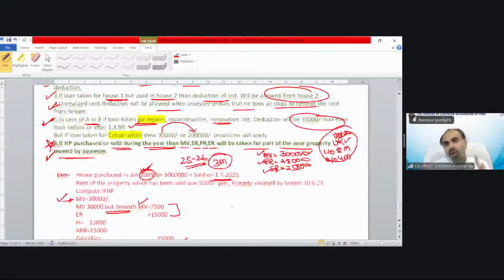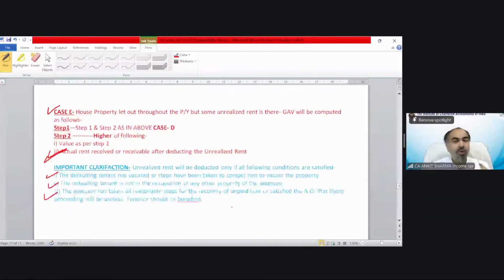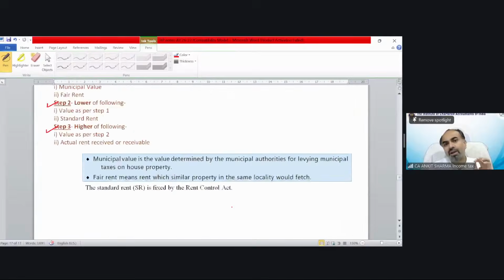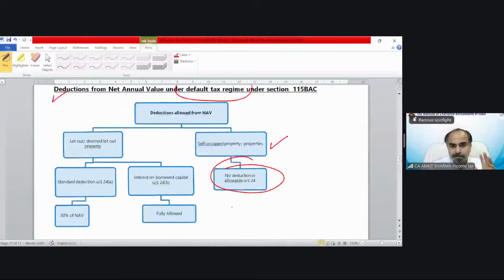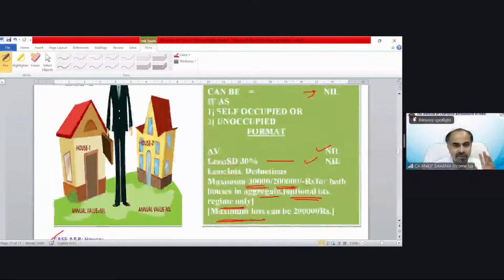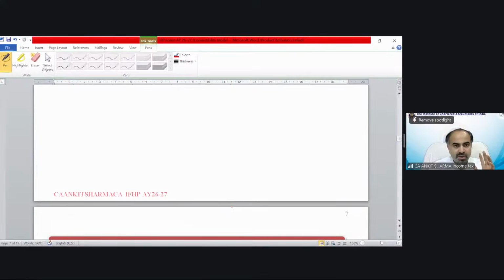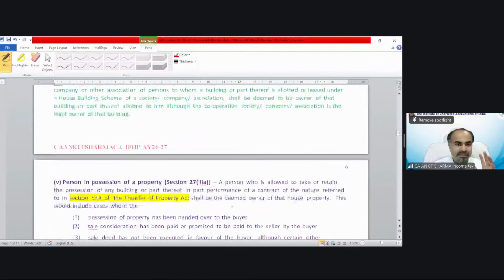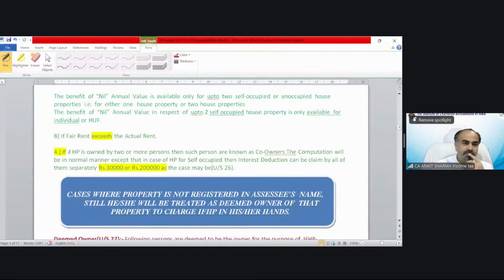But we have left one clarification in the starting of the house property topic. And I told you that we will discuss that clarification at the end of the notes. So that clarification we have left, it was regarding the co-owner case. This was point number 4. It says if a house property is owned by 2 or more persons.